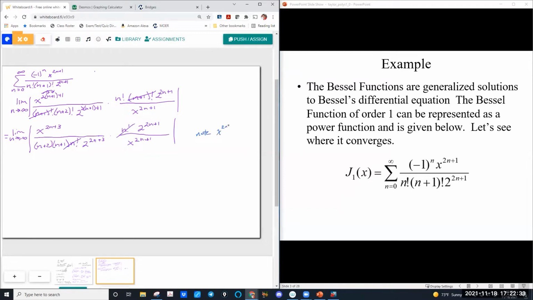Note, x to the 2n plus 3 is equal to, that's 2n plus 3 x's. We can rewrite that as x to the 2n plus 1 times x squared, because two things are the same base, their exponents add. So if we were going the opposite direction, we can see how we get the 2n plus 3.